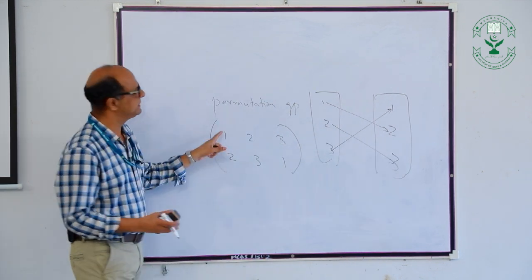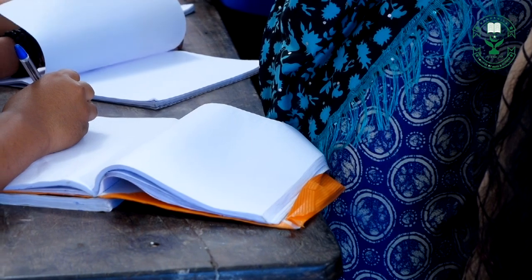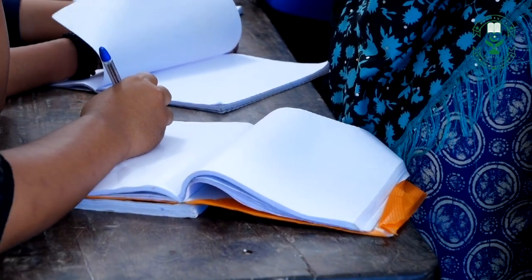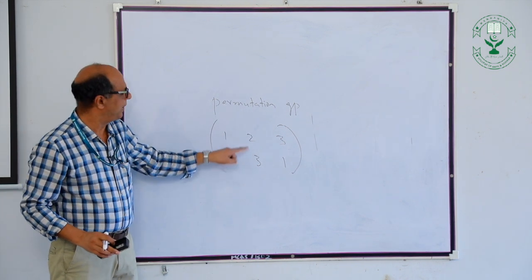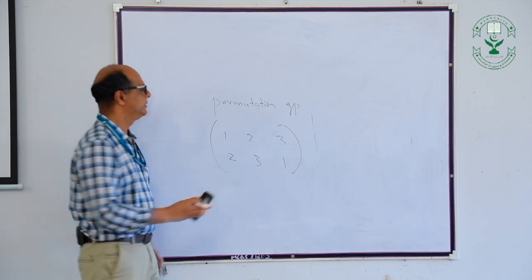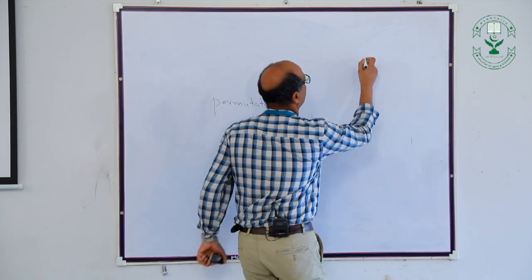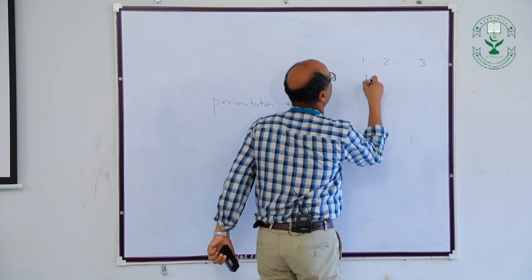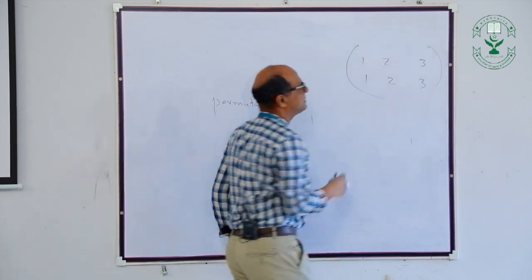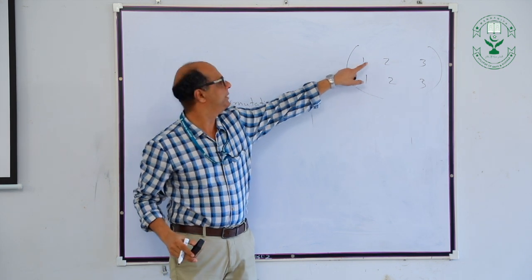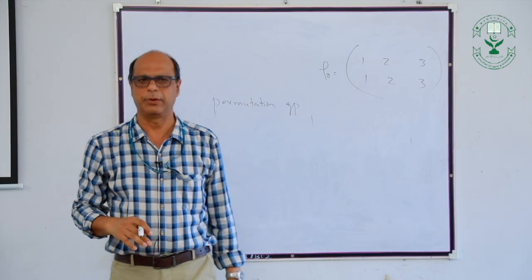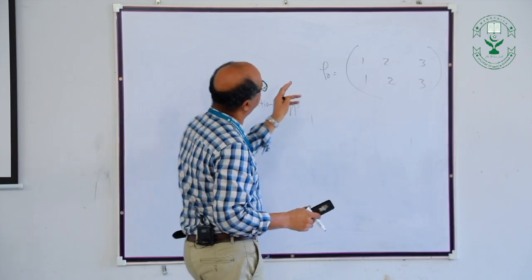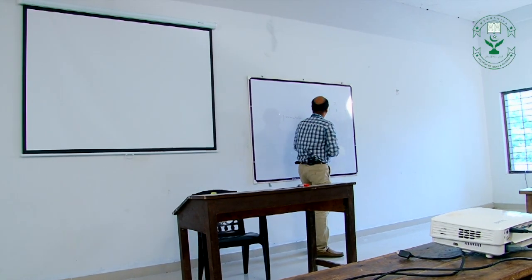So the way in which we write it is like this. 1 maps to 2, 2 maps to 3, 3 maps to 1. This is one way of writing it. Now 1, 2, 3 over 1, 2, 3 means 1 maps to 1 itself, 2 maps to 2 itself, and 3 maps to 3. This is normally represented as rho 0, and rho 0 is like an identity.